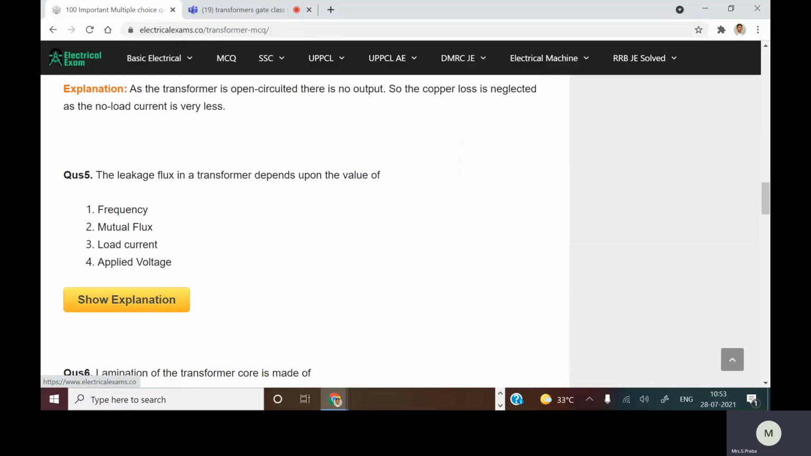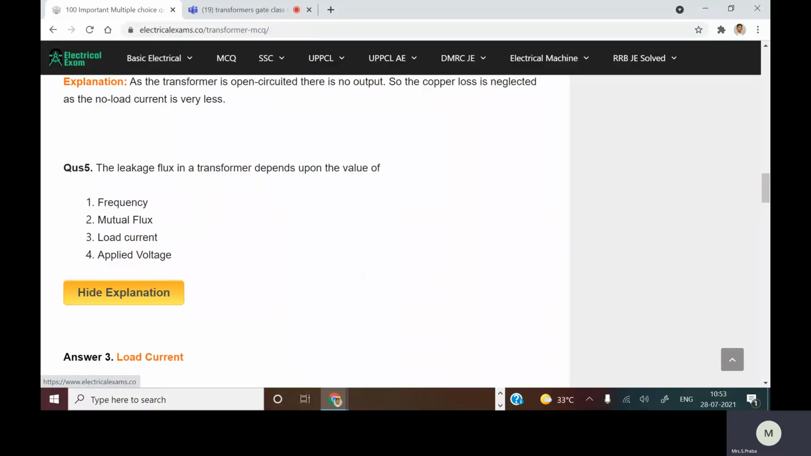Any guess you can answer, or else we'll move on to the explanation part for better understanding. Leakage flux in a transformer depends upon the value of what? Frequency, mutual flux, load current, or applied voltage. Any guess? Okay, let's move on to the explanation part.